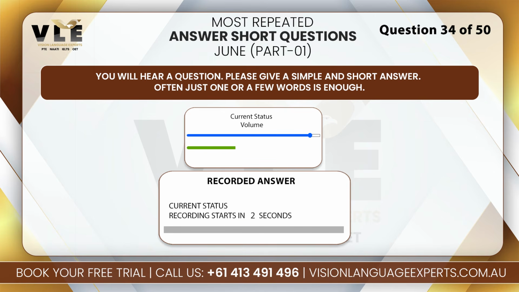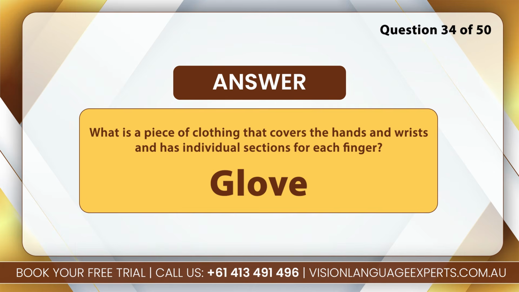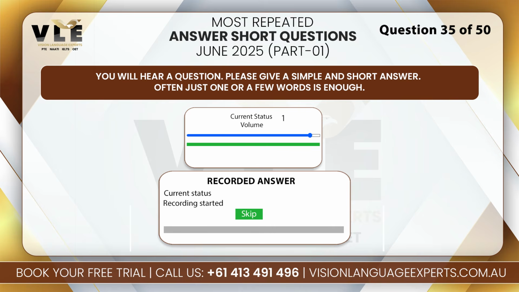What is a piece of clothing that covers the hands and wrists and has individual sections for each finger? Glove.